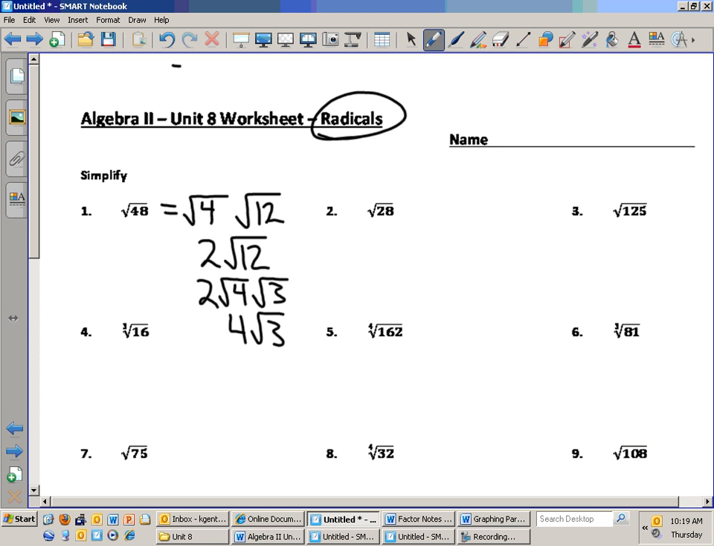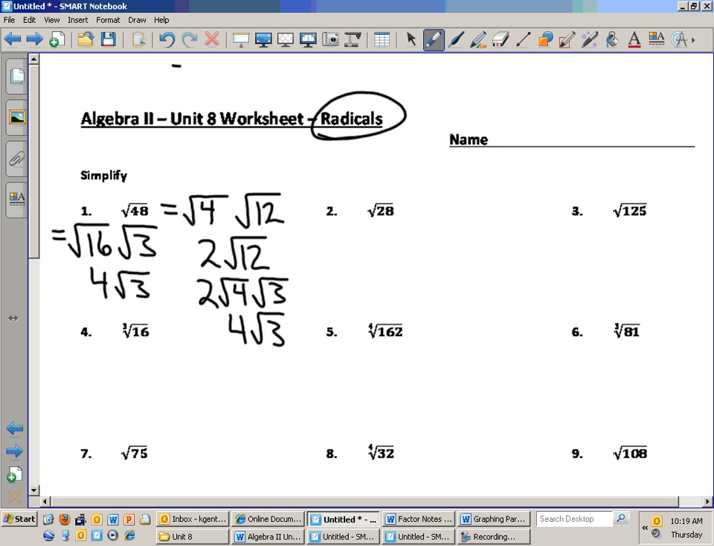However, you could have reduced it right away by writing the square root of 16 times the square root of 3. 48 is equal to 16 times 3. And you know the square root of 16, it is 4. So you have 4 square roots of 3.